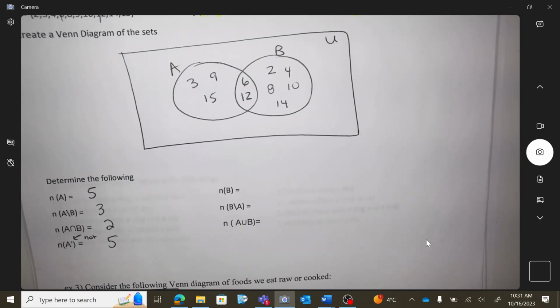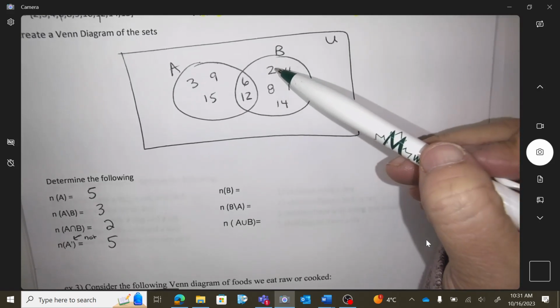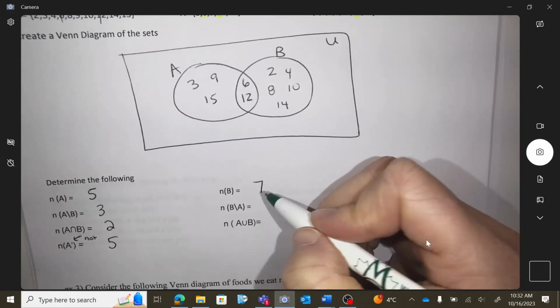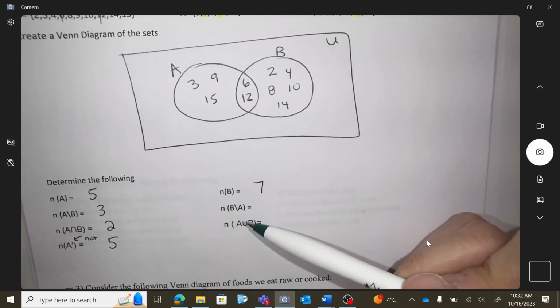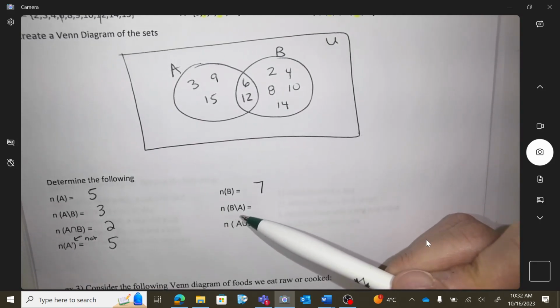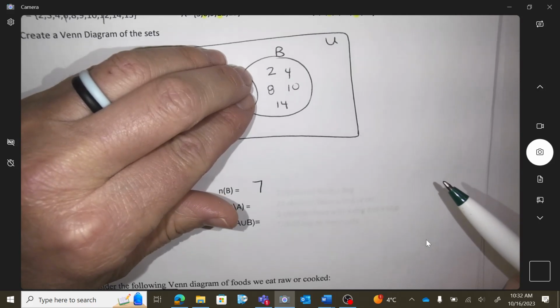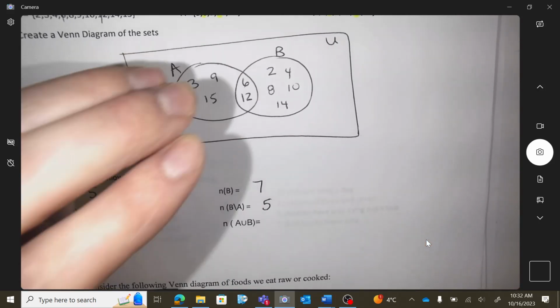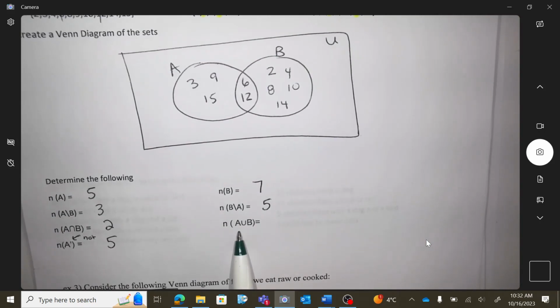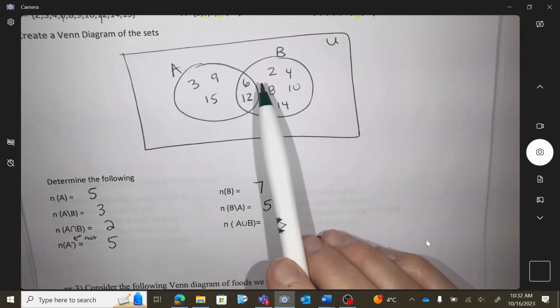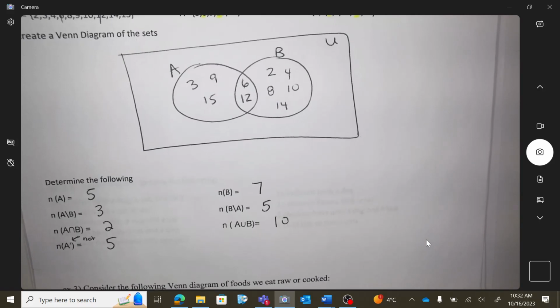Okay, how many items are in B? So you're going to count 6 and 12 in that mix, right? So 7, did you get? How many items are inside B, but then not touching A? So then don't include those. So now I'm at 5. And then how many items are in A or B? So then it's anything in the whole bubbles. You see, 1, 2, 3, wait, 1, 2, 3, 4, 5, 6, 7, 8, 9, 10. There's 10 items.